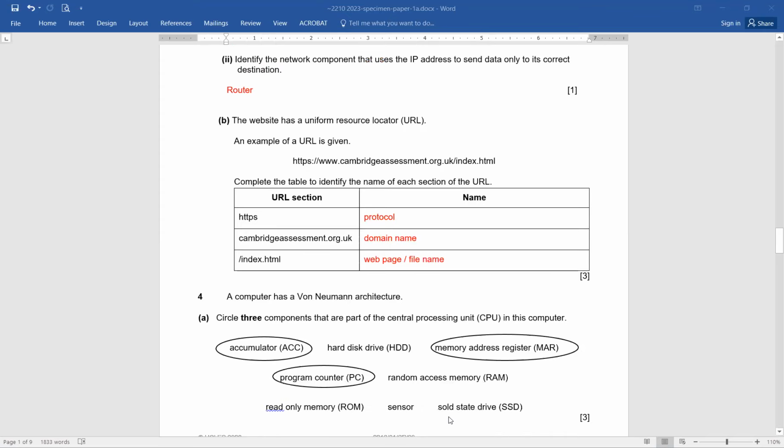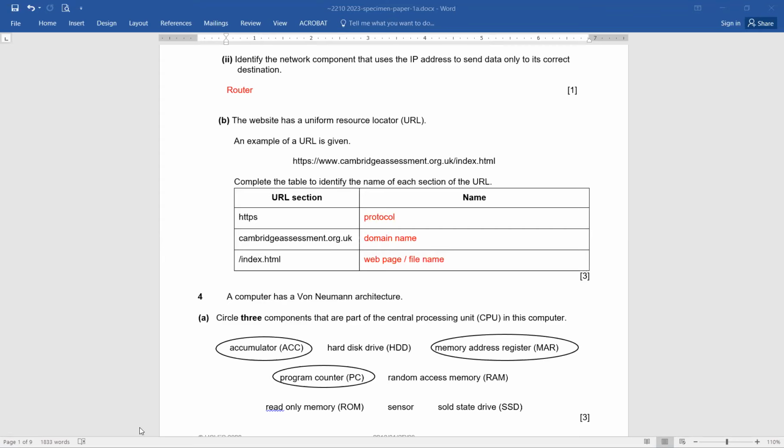Now, you can see there are accumulator, hard disk drive, memory address register, program counter, random access memory, read-only memory, sensor, SSDs. So definitely, if you have actually studied this Von Neumann architecture in detail, and if you have remembered, then definitely you are going to cut all the components except for accumulator, program counter, and memory address register. These are the three components that are a part of the CPU. All others are not a part of the CPU, so you are not going to circle them at all.